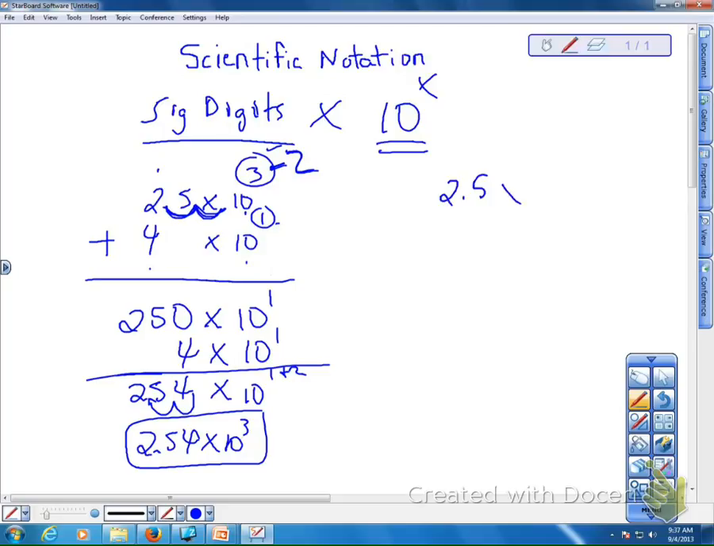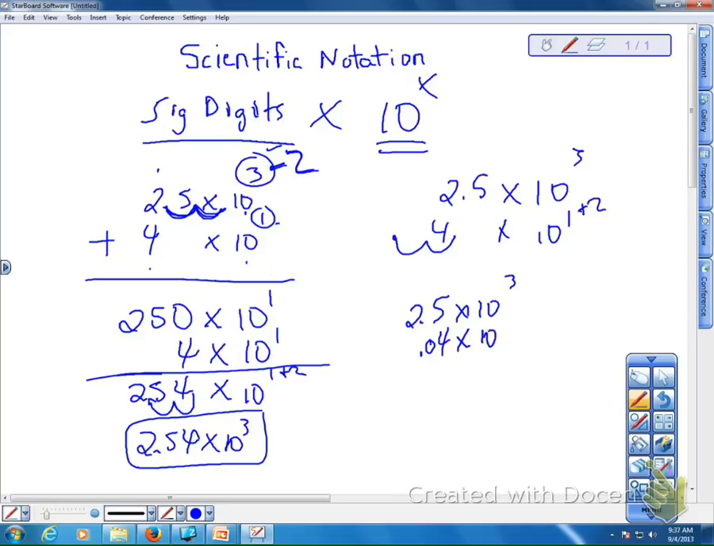If I had the same problem, 10 to the third, and then 4 times 10 to the first. What if I changed the 1 this time to a 3? So I would add 2, which means I would have to go 1, 2, and let's rewrite those numbers. Now it's 2.5 times 10 to the third, and 0.04 times 10 to the third.